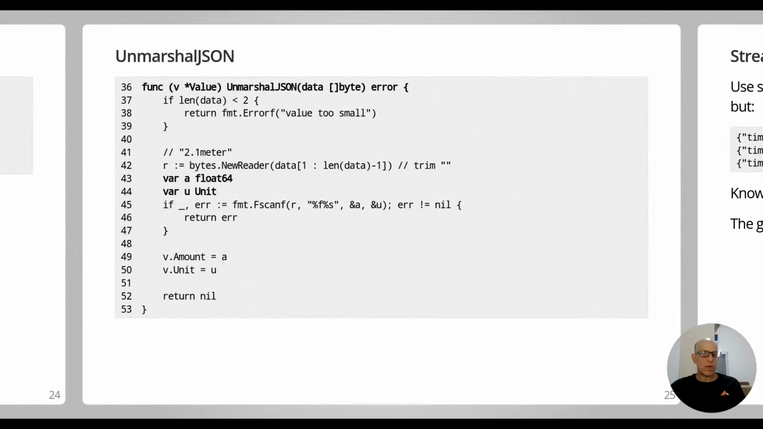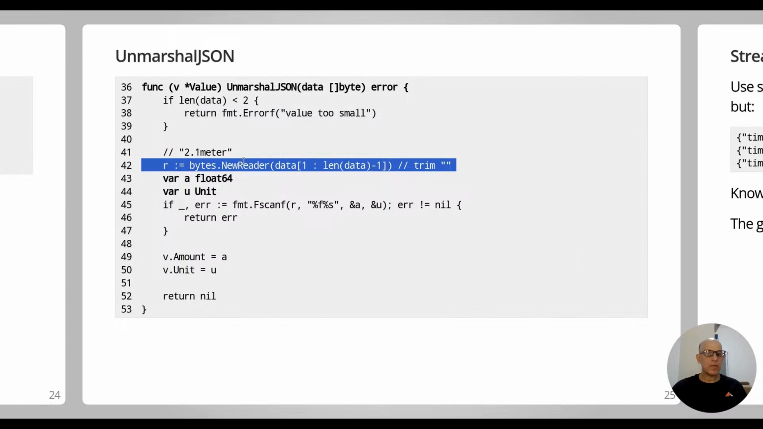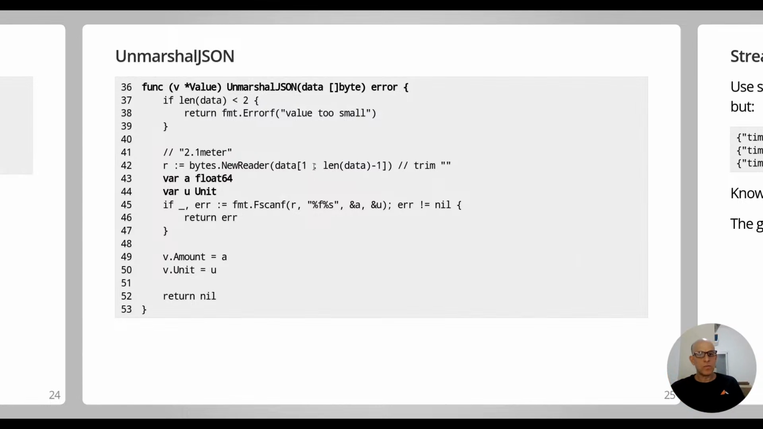Okay, so when I'm doing an unmarshalling, I need to check. So I'm checking that there's a minimal length to the data. And then I'm creating a bytes.NewReader, and I'm using data from 1 to -1 because the JSON string is coming surrounded by quotes. So I'm removing the quotes. So now it's going to be only the 2.1 meter without these quotes inside.